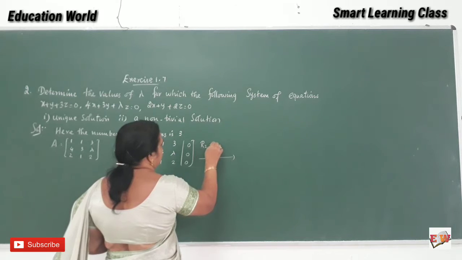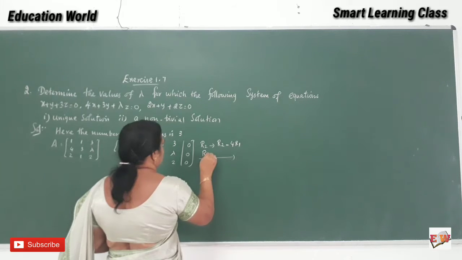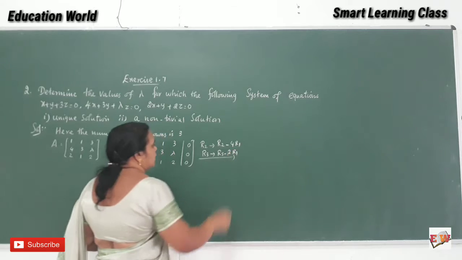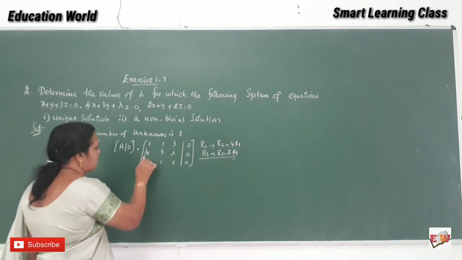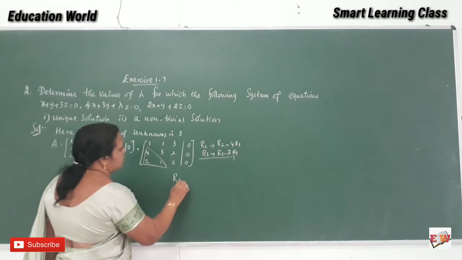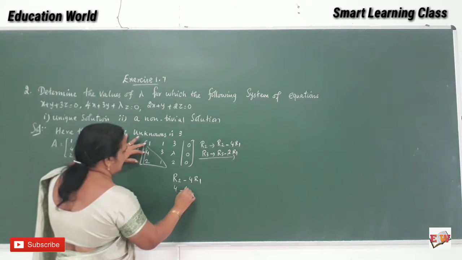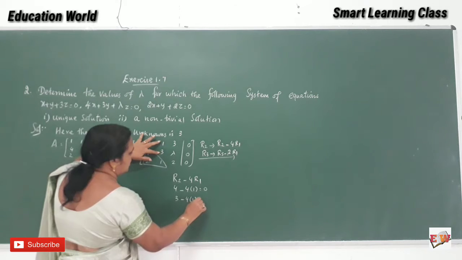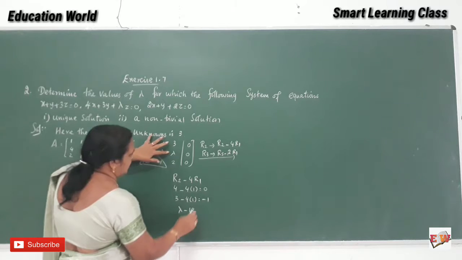Now I am going to apply the elementary row operations: R2 minus 4 R1, R3 minus 2 R1. Why? Because we have to reduce this augmented matrix into row echelon form. What is that row echelon form? These three entries should be 0, isn't it? R2 minus 4 R1: 4 minus 4 into 1, 0. 3 minus 4 into 1, minus 1. Lambda minus 12, see, 4 into 3 is 12.